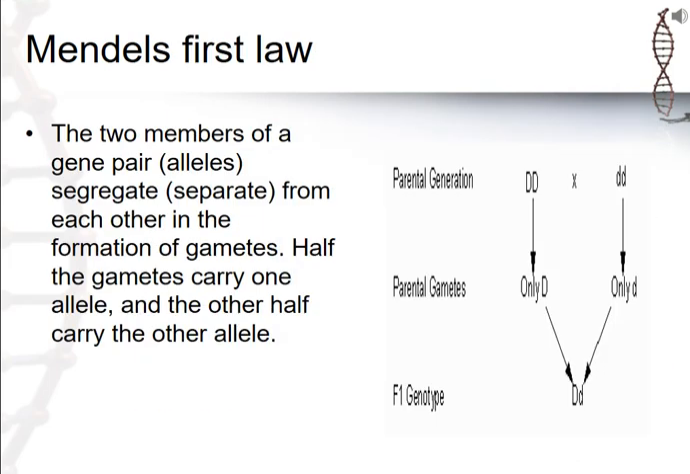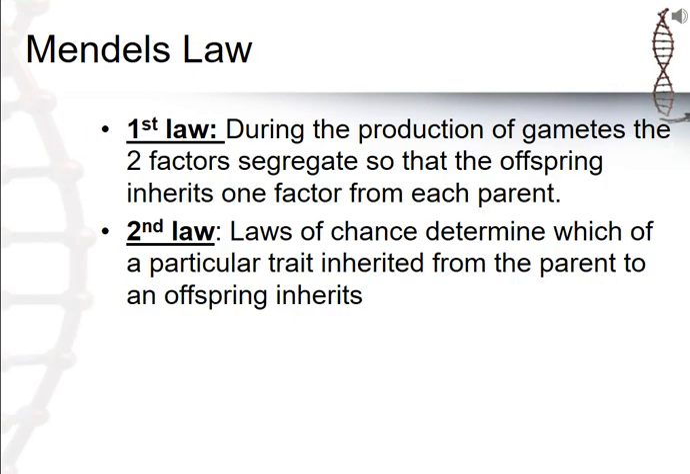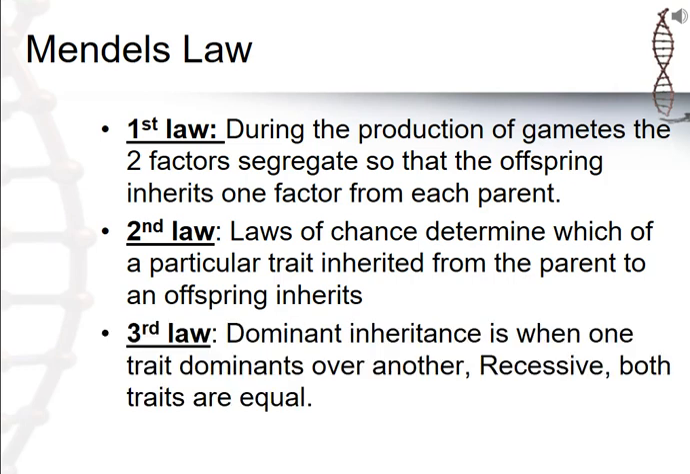The first is during the production of gametes, 2 factors segregate so that the offspring inherits one from each parent. The second, law of chance, determines which of a particular trait is inherited from a parent to offspring. And finally, dominant inheritance is when one trait dominates over another. Recessive, both traits are equal.